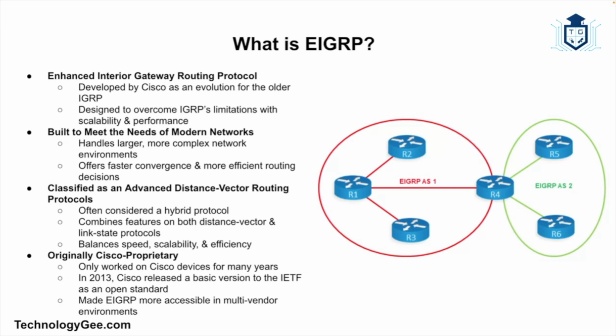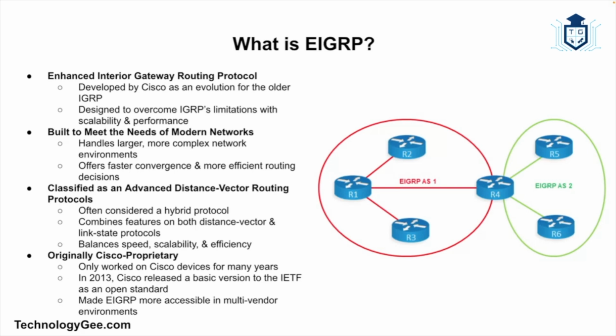It was developed by Cisco as an improvement over its older protocol, which is called IGRP, or Interior Gateway Routing Protocol. Now, while IGRP had some strengths, it was not designed to scale well as networks became larger and more complex. So Cisco decided to go back to the drawing board and build something better, something that could handle the demands of modern networks.